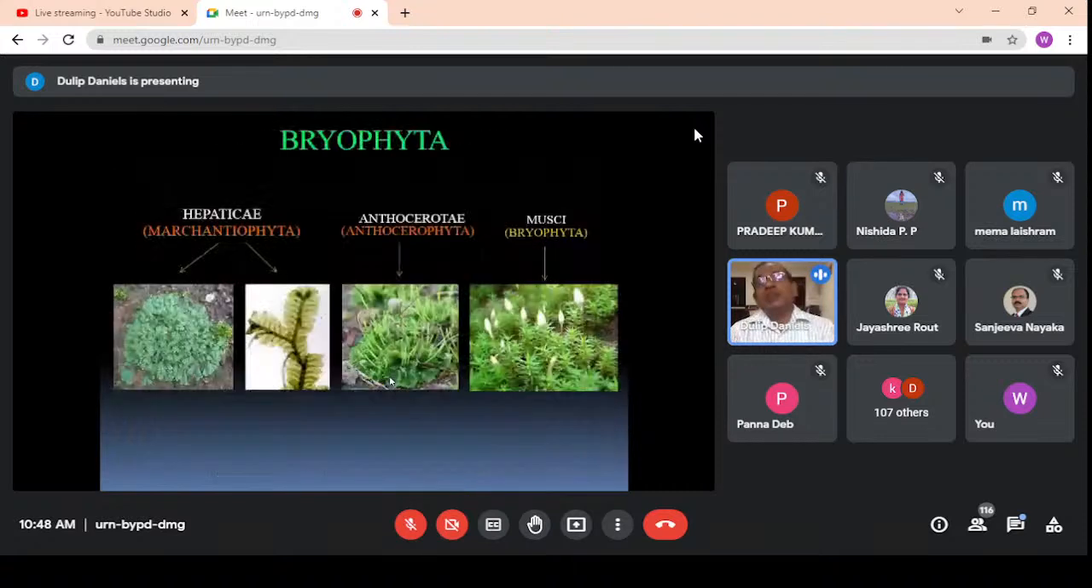Well, now just let me show you some diversity because the mixed group listening to me, basically Bryophyta, is divided into three. Now today the terminology used is Marchantiophyta, Anthocerophyta and Bryophyta. In Marchantiophyta you have two, that is thalloid forms and leafy forms.